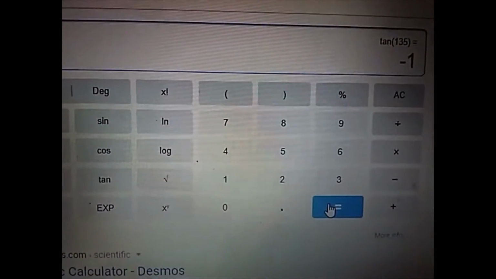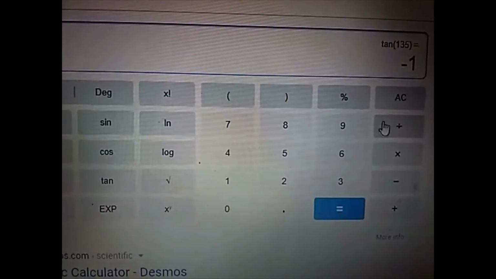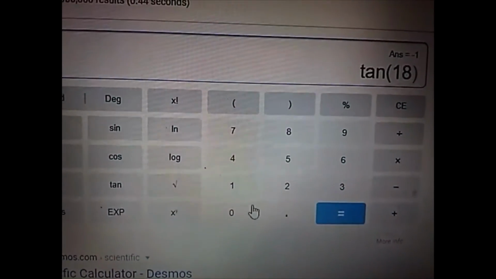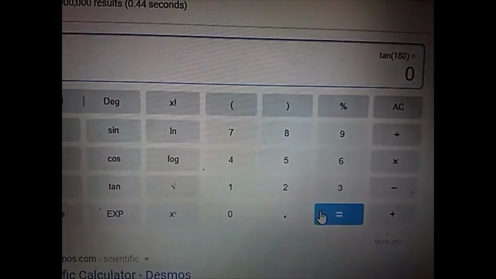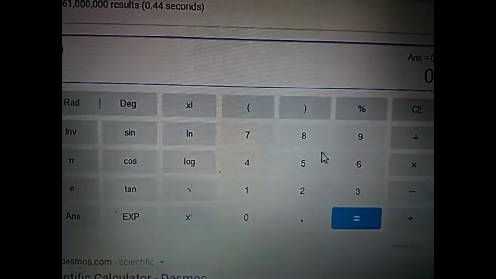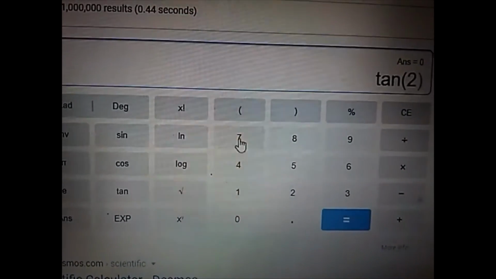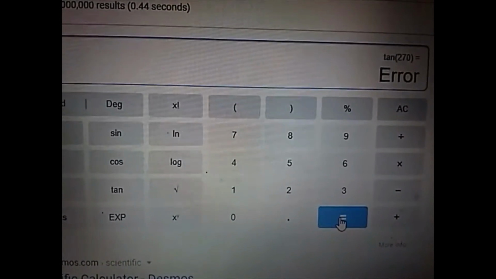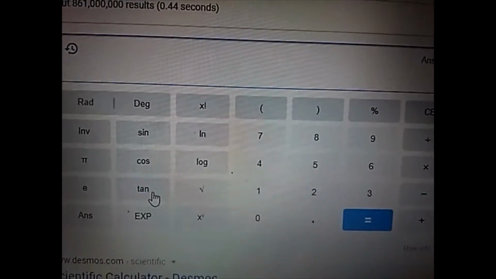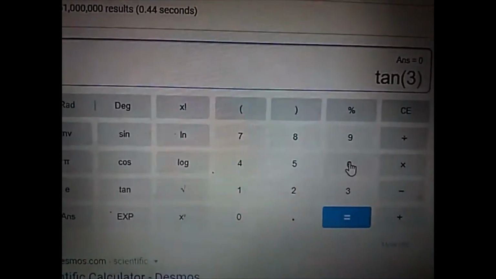The tangent of 135 degrees is -1. The tangent of 180 degrees is 0. And the process repeats after 180 degrees. The tangent of 270 degrees is undefined. And the tangent of 360 degrees is 0.